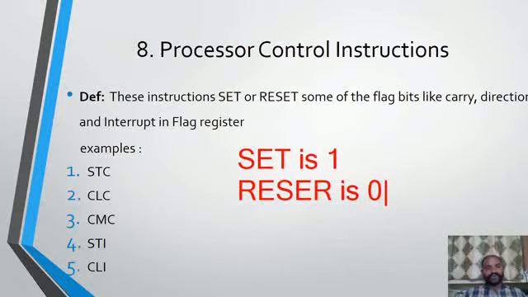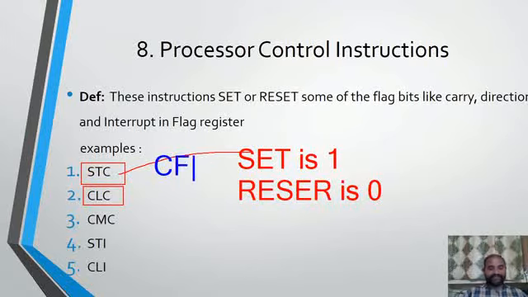Here, STC is nothing but set the carry flag. We are asking to set the carry flag. CLC is nothing but clear the carry flag. Set the carry flag means CF equals 1, so CF becomes 1. CLC is nothing but CF equals 0.